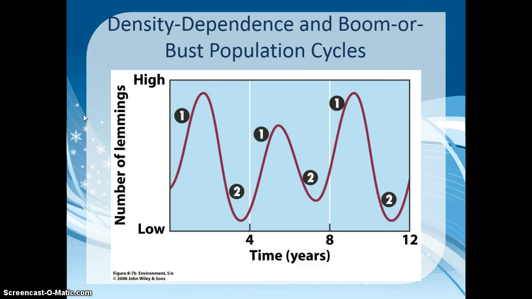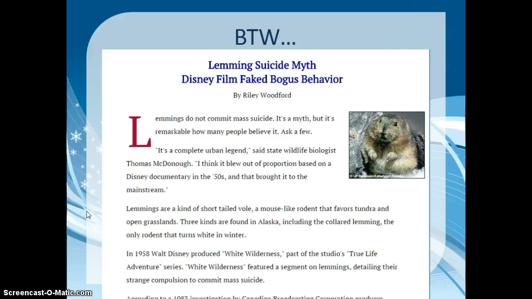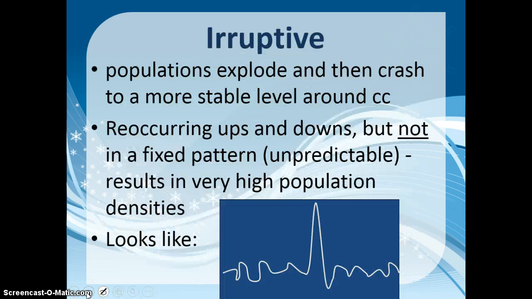This is another example here. This is a population of lemmings, and as the population is increasing in these number 1 scenarios, the density-dependent limiting factors are becoming more and more severe until the population crashes, and that's happening in number 2. But as it crashes, the density-dependent factors start to relax because you don't have a big population size, and then the lemming population goes up again. Just kind of an aside, lemmings do not actually commit mass suicide. That's a common myth, so it's good to set yourself straight with that.